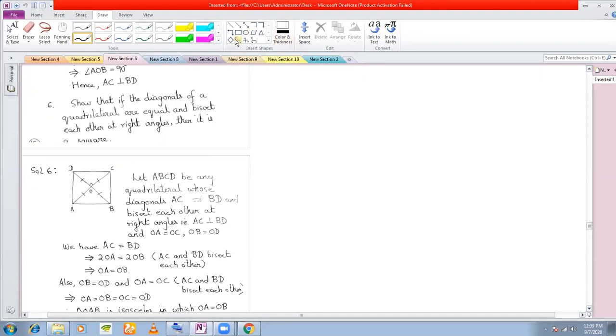Okay, so let us draw any quadrilateral that looks somewhat like a square. Let us draw a quadrilateral, because we have to prove that it is a square.